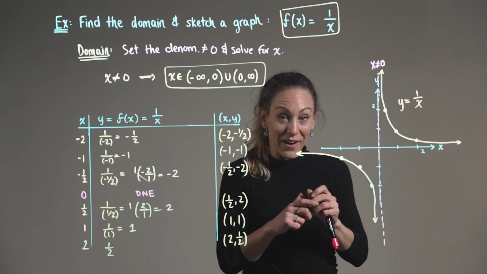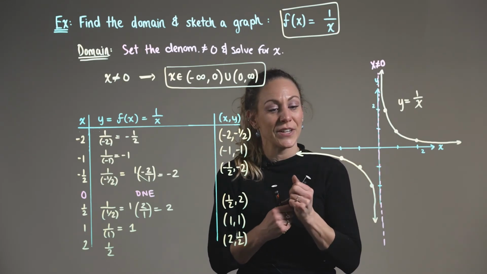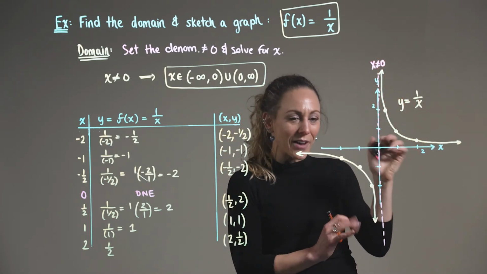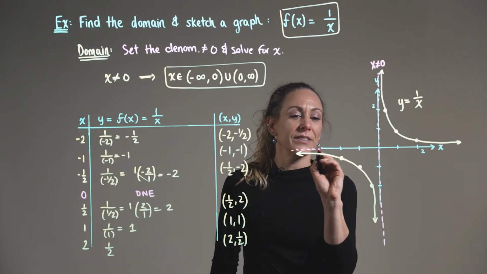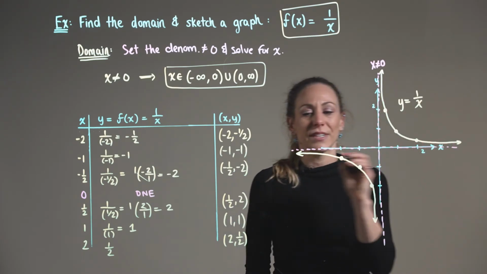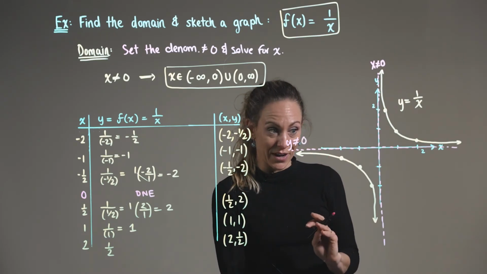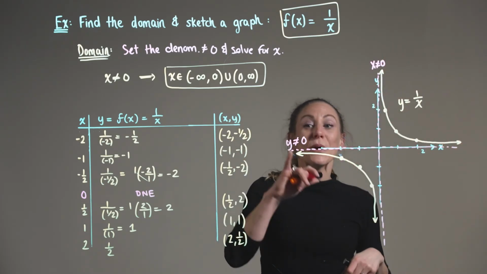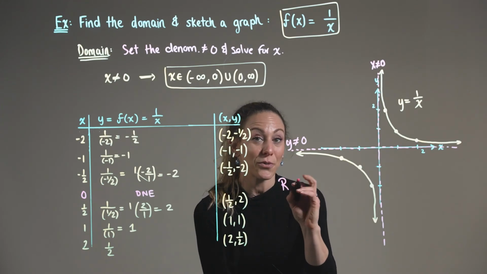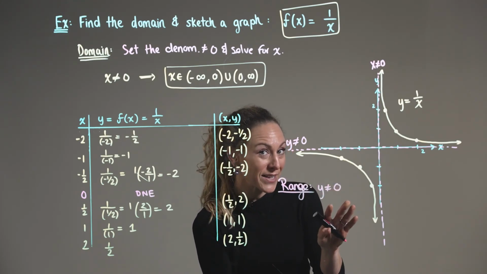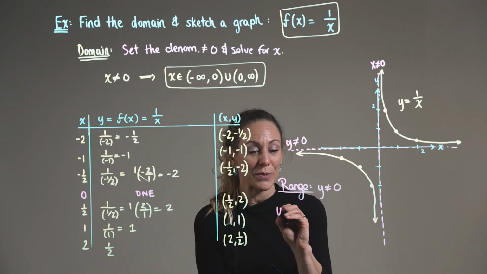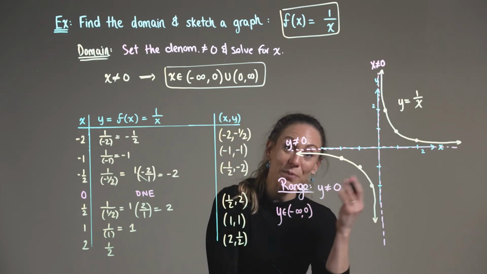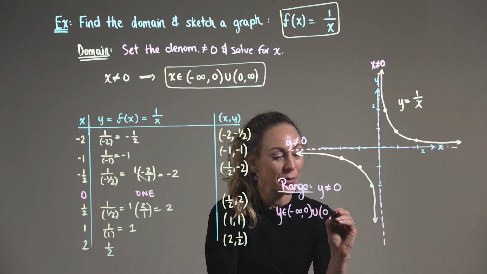Looking at this graph, we can actually see the range. Just like we have this invisible line where x cannot be equal to 0 that the graph can't cross, we have the same idea holding true at our x-axis. The y values cannot be equal to 0. So we can see that y could be any other positive value, any other negative value, but it can never be 0, which gives us our range. So we know y cannot be equal to 0. In interval notation, we would say that y is an element of the interval from -infinity to 0, united with the other half of the real numbers, 0 to positive infinity.